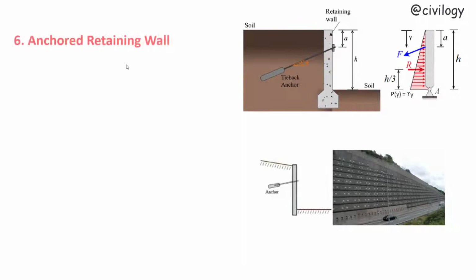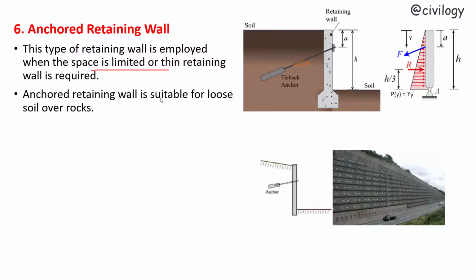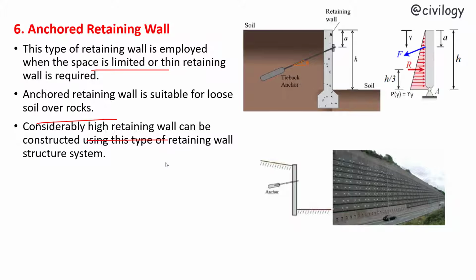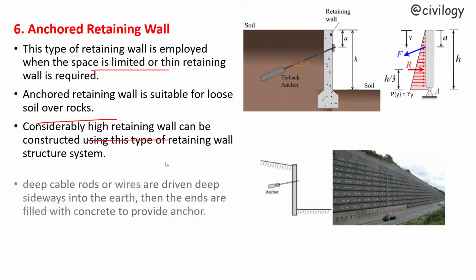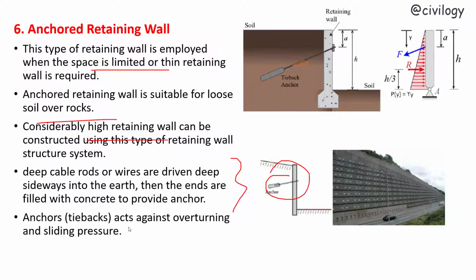Next, anchored retaining wall. This type of retaining wall is employed when the space is limited or a thin retaining wall is required. Anchored retaining wall is suitable for loose soil over rocks. We can construct high retaining walls using this type of system. Deep cable rods or wires are driven deep sideways into the earth. Then the ends are filled with concrete to provide these anchors. Anchors or tiebacks act against overturning and sliding pressures.